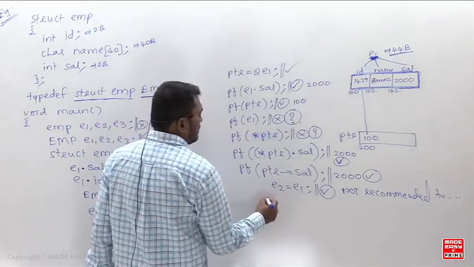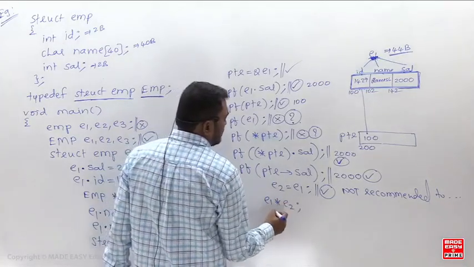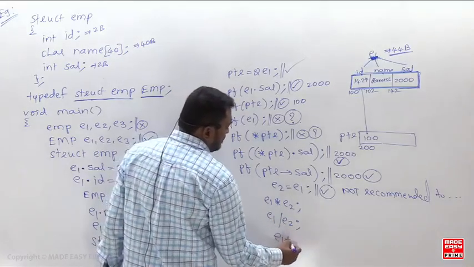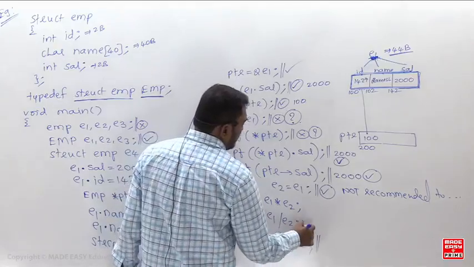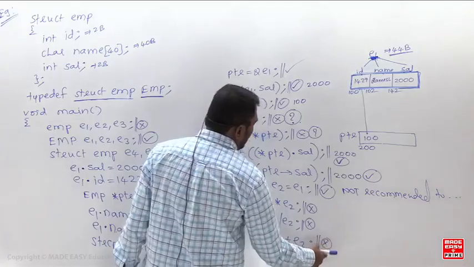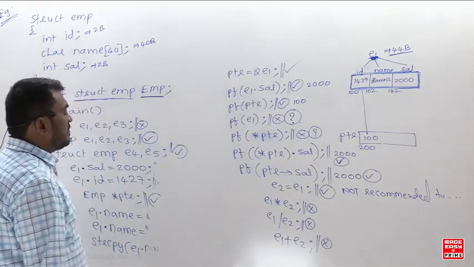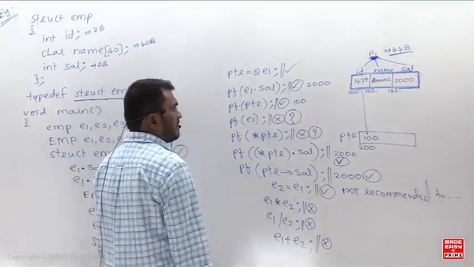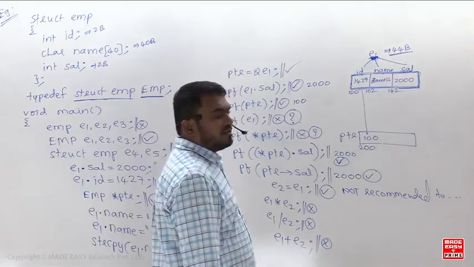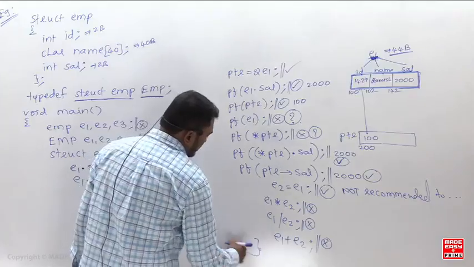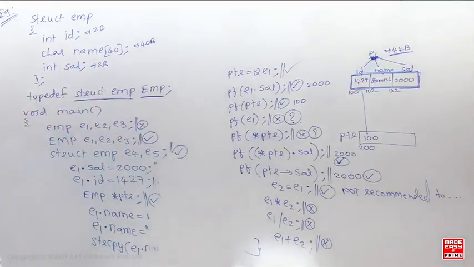Coming to the next one: E1 multiplied with E2, E1 divided by E2, E1 plus E2. These are all strictly not allowed. They do not have any meaning. Multiplication, division, even subtraction and addition are all strictly not allowed, because they have no meaning. Okay, close the bracket.